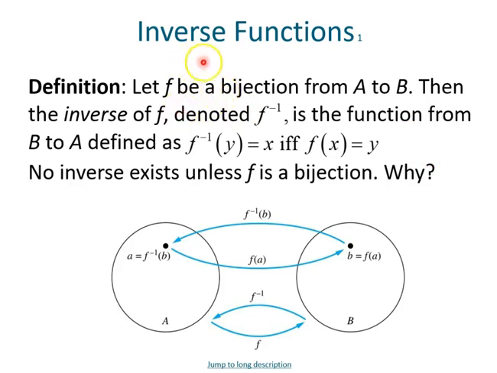Definition of inverse function. Let f be a bijection from A to B. Then the inverse of f, denoted f inverse, is the function from B to A, defined as: f inverse of y is x if and only if f of x is y. No inverse exists unless f is a bijection.